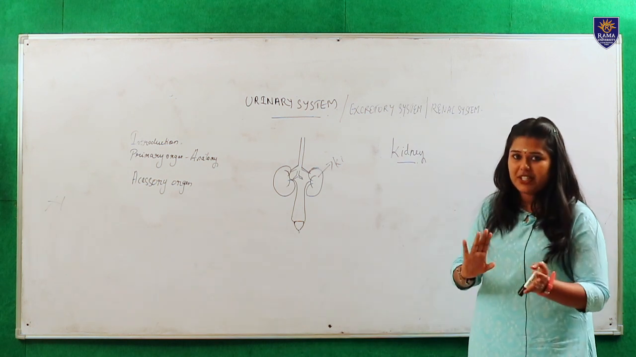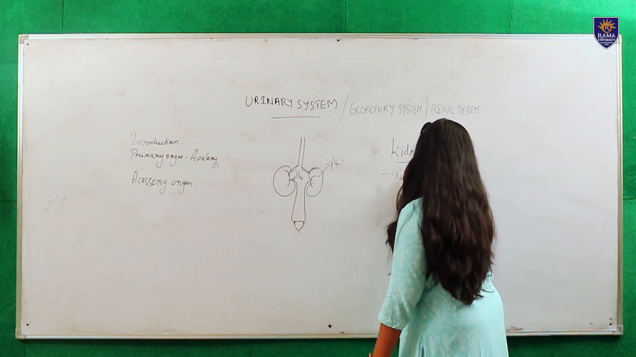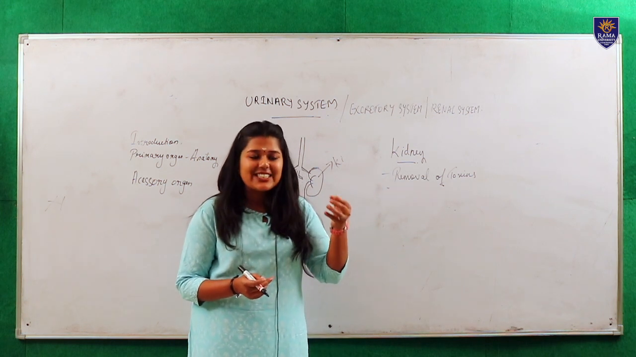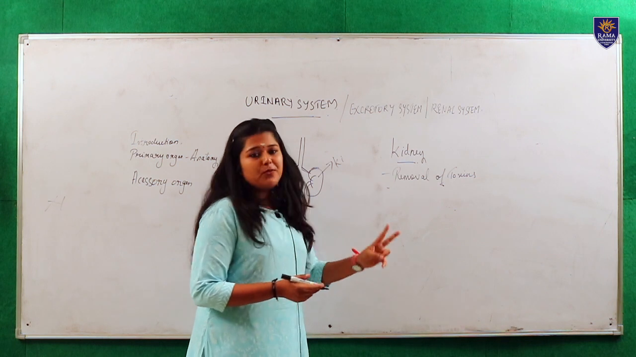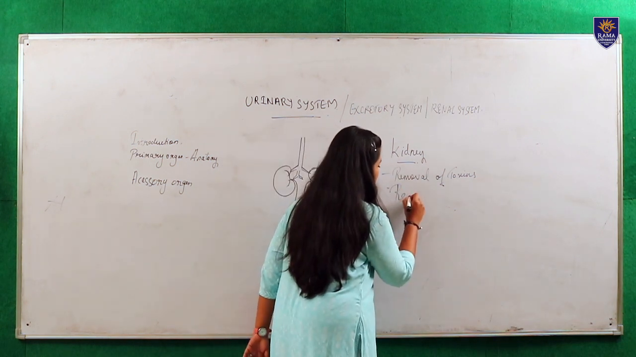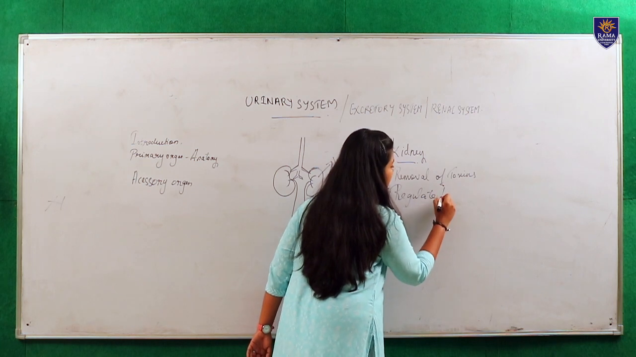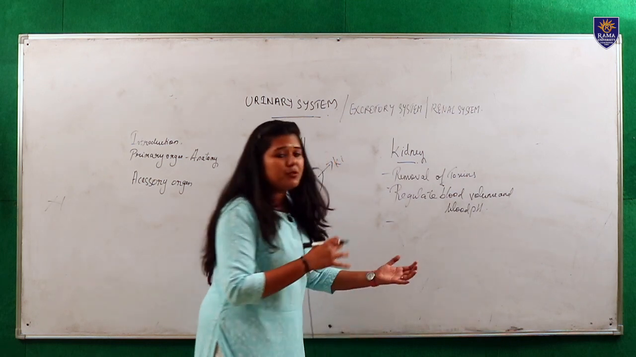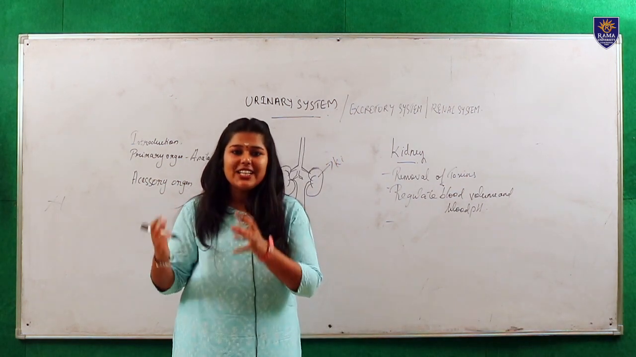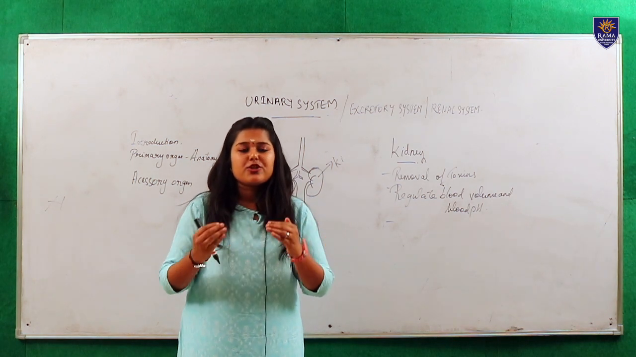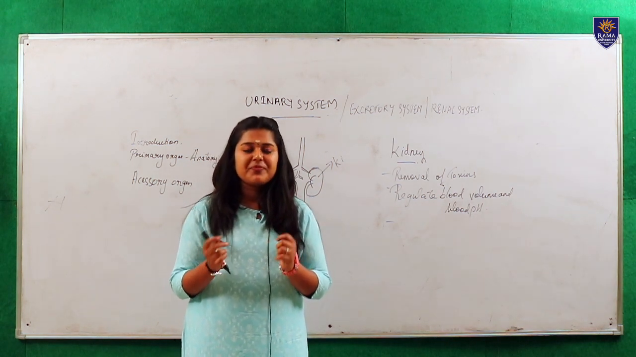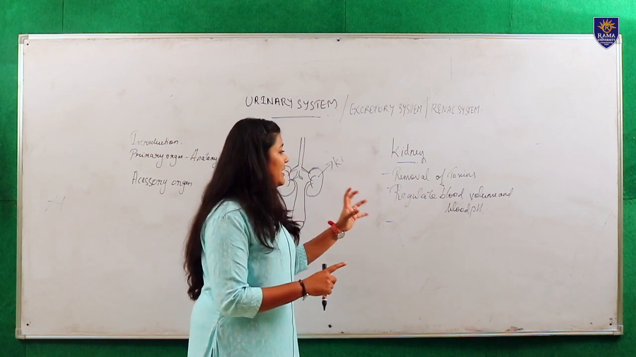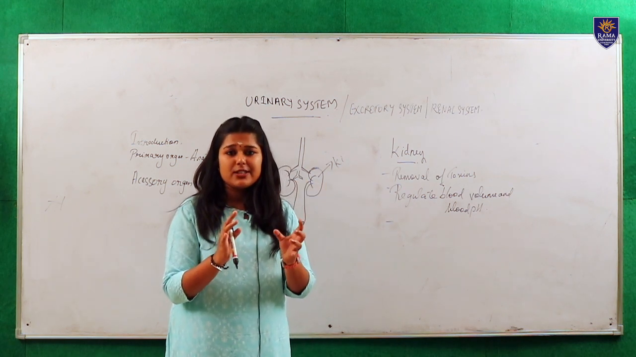So the principal function of the kidney is removal of toxins. First, all the metabolic wastes will be excreted with the help of the kidney. The second function is that it helps to regulate blood volume and blood pH. And the third function is that it helps to maintain the plasma concentration of electrolytes. What are the common electrolytes present in our body? Mainly sodium, potassium and chloride. So the kidney has a role in maintaining all these electrolytes in our body.